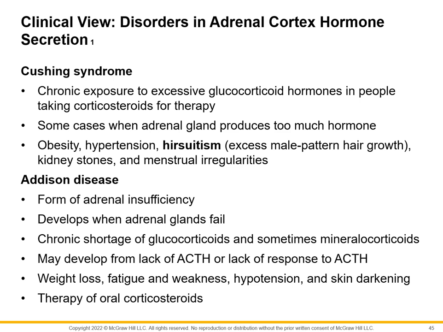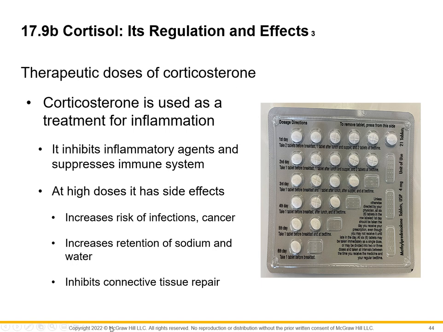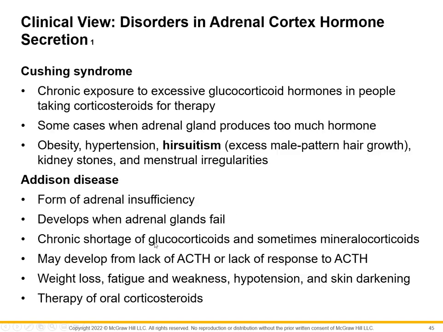So there's various other disorders that would require you to look at the levels of steroids in the body. One of these is Cushing syndrome, right? And this is too much glucocorticoid. This is too much cortisol, so excessive glucocorticoid hormones, as in people taking corticosteroids for therapy. Some issues with this: obesity, hypertension. If you look back at it, at high doses, it's increasing the retention of sodium and water, and so you can end up with hypertension, obesity.